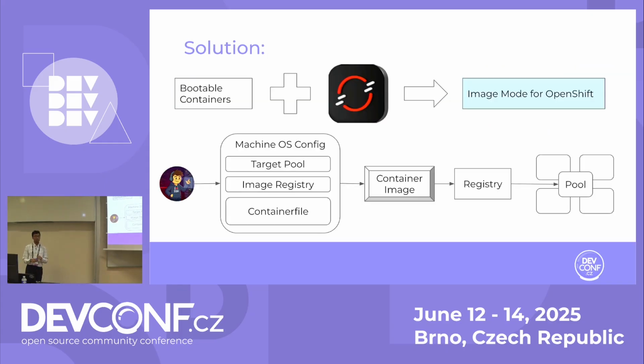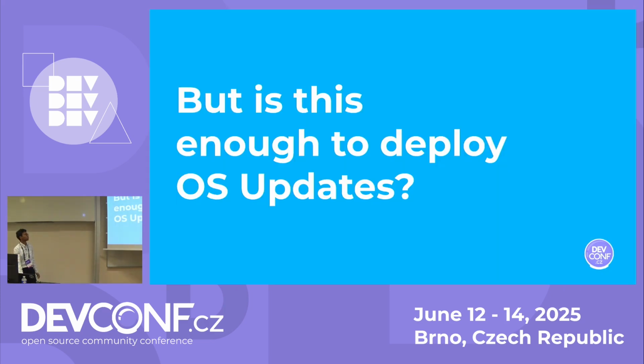Our solution, Image Mode for OpenShift, which leverages the bootable containers on the OpenShift platform. And that singular API that I was talking about is the MachineOSConfig. That means now you could specify your container file with all the configurations of the operating system that you want over there, as well as the image registry that you want to push it onto, and the set of nodes or the target pool that you want to deploy this container file to. And the build workflow includes first making the container image, building it, pushing it to some registry, and then deploying it to a pool.